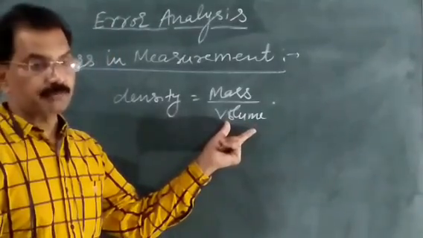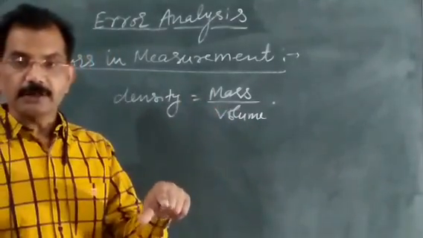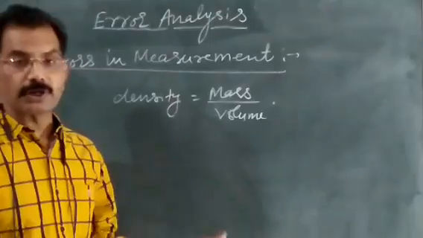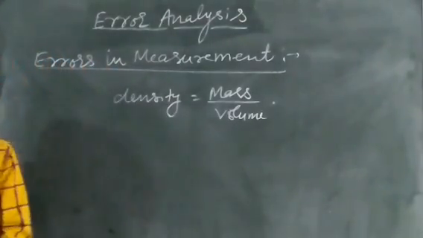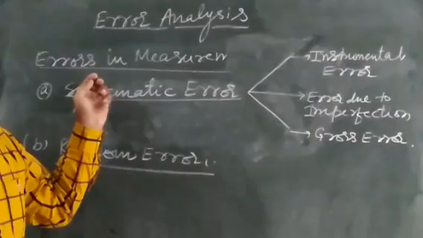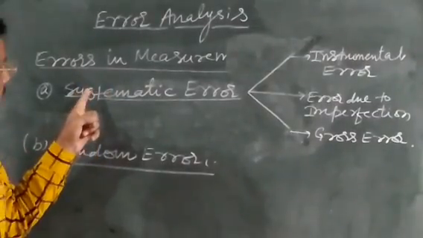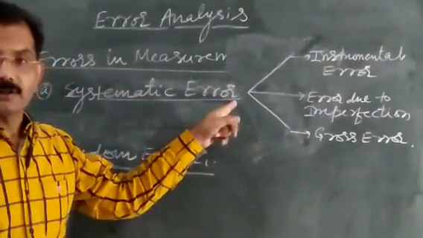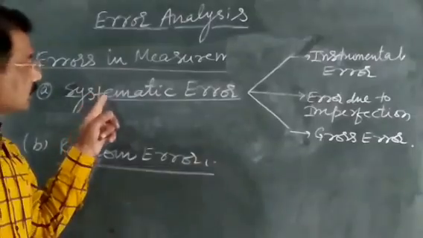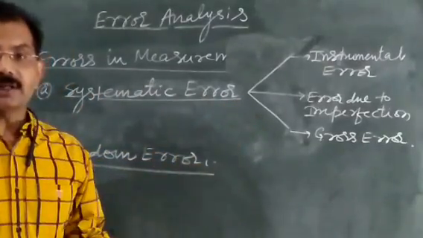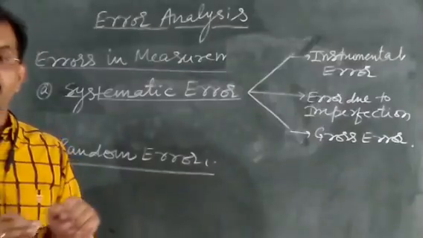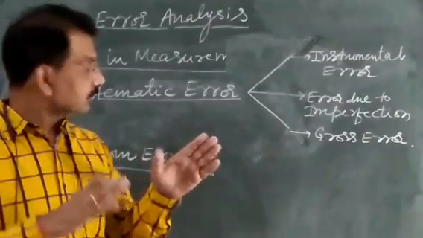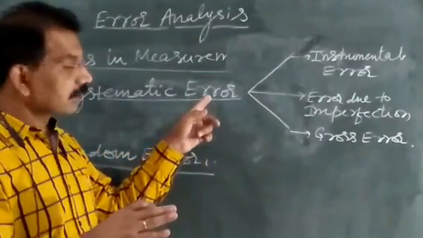It means in any experiment the measurement of these quantities involves two types of error. Now, first is what here? Systematic error. As it is clear, systematic error means this error constantly occurs in the experiment. And this error constantly occurs.